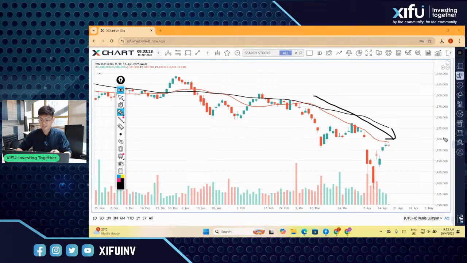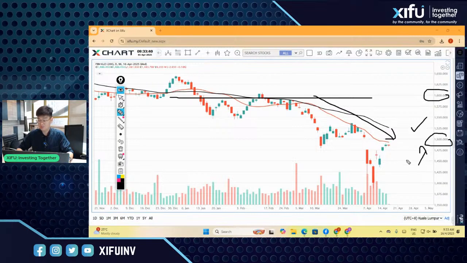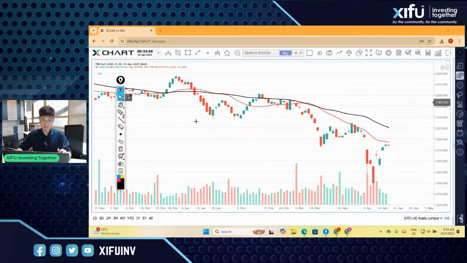Previously I said they have to cross this level over here, 1600, but it's too far already right now. If they can cross 1500 right now, I think it's good. 1500 would be nice at this moment for the FBM KLCI. If not, it remains short term for me. Anything that is far from support and close to resistance, even though the setup is good, I probably won't consider.